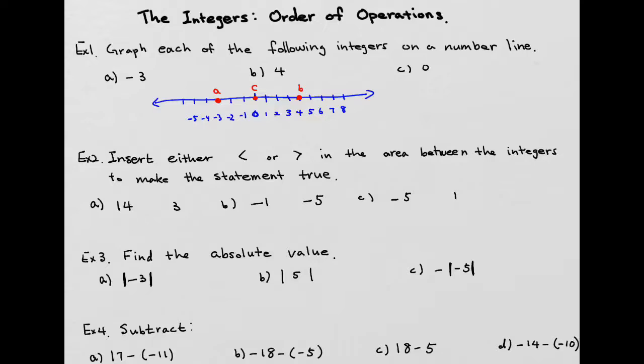So don't forget your right side of the graph is always greater than the left side. 4 is greater than 3. 0 is greater than -1. -4 is greater than -5. Always right side is bigger than the left side in the number line.